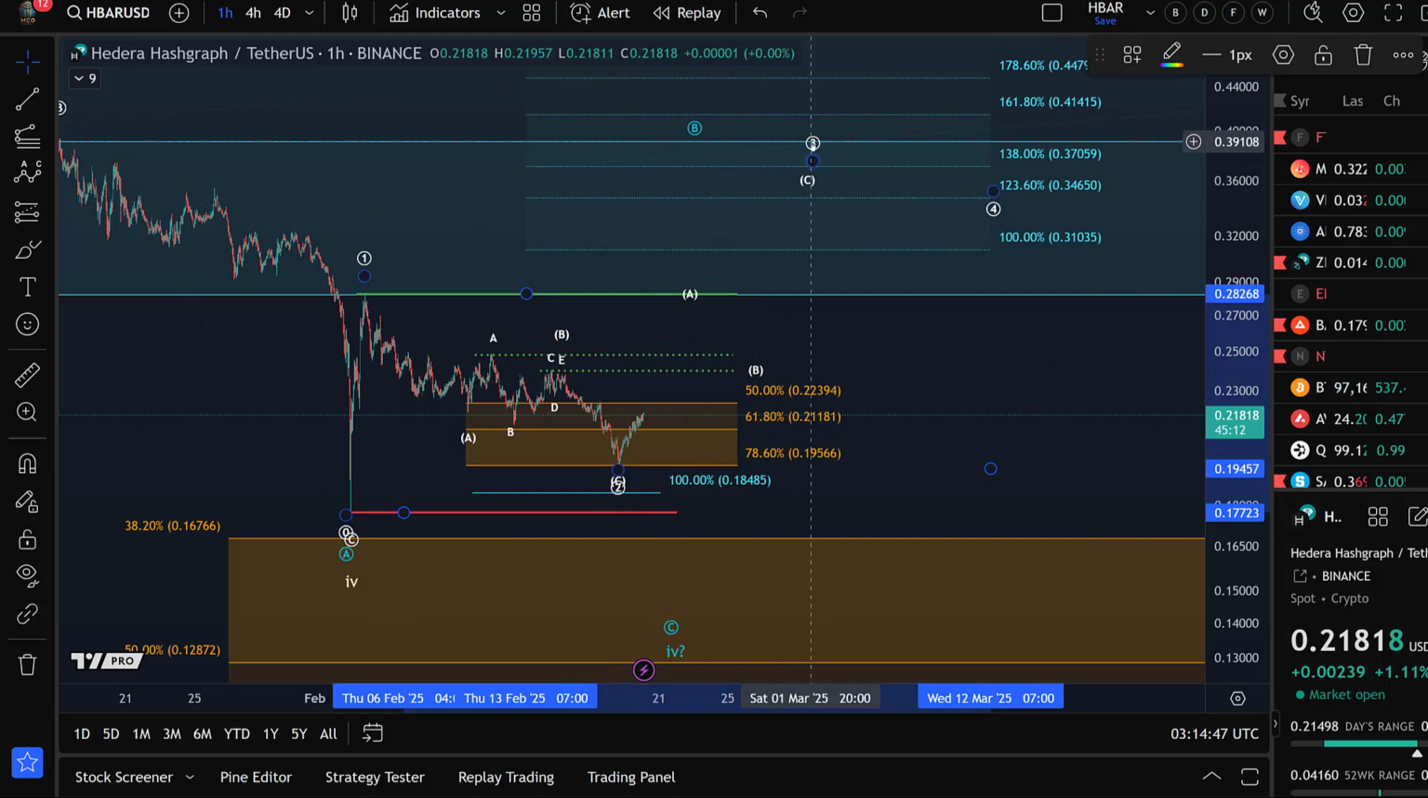And we know that for a third wave, the 138% extension is relevant. That's normally the first ideal target. We haven't yet reached that, obviously, but as long as yesterday's swing low is holding there, the 78.6 retracement, we should see the market move higher towards that 138% extension, or even a little higher. This is the first ideal target, not a maximum.